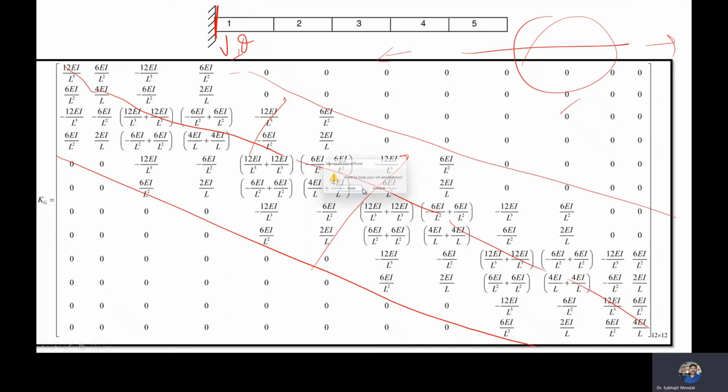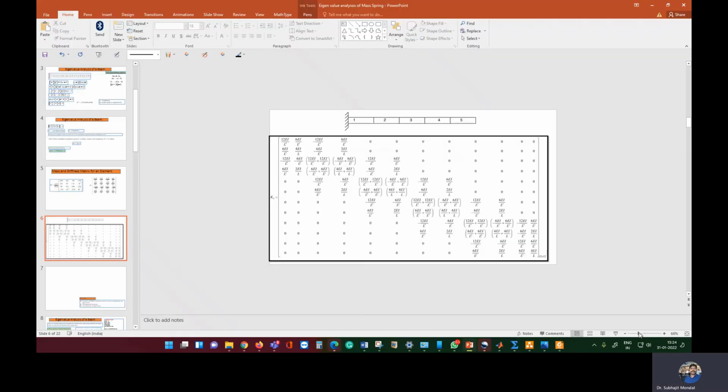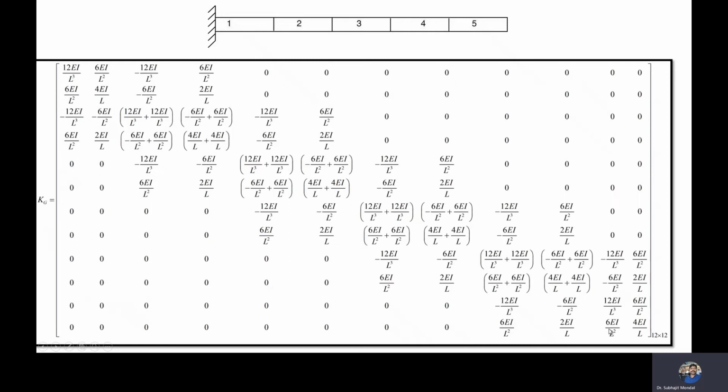Now how to apply the boundary conditions? There are various approaches to apply the boundary conditions. One thing, we just concentrate on this degree of freedom. Basically first degree and second degree is restrained. So what we can say, that stiffness is very much high there. Stiffness is very much high there.